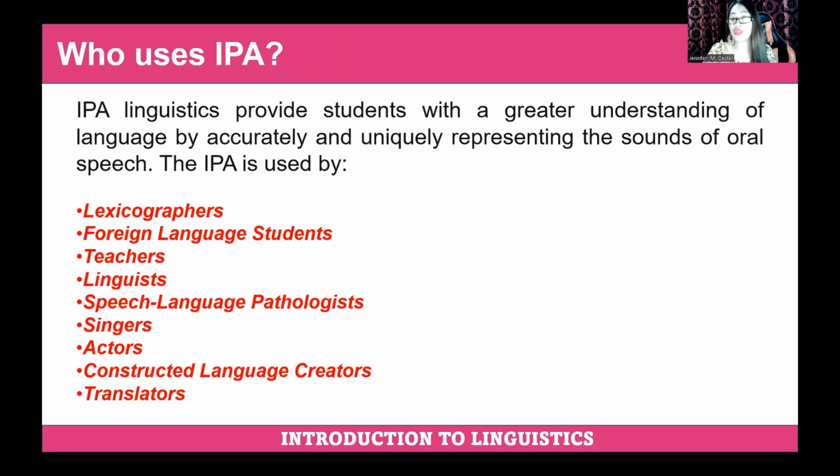IPA linguists provide students with a greater understanding of the language by accurately and uniquely representing the sounds of oral speech. And the IPA is used by lexicographers, foreign language students, teachers, linguists, speech language pathologists, singers, actors, constructed language creators, and translators. So commonly, they are the people who are really engaged with speaking. Therefore, these people need to enhance themselves and be accurate whenever they are pronouncing, since these are part of their job.